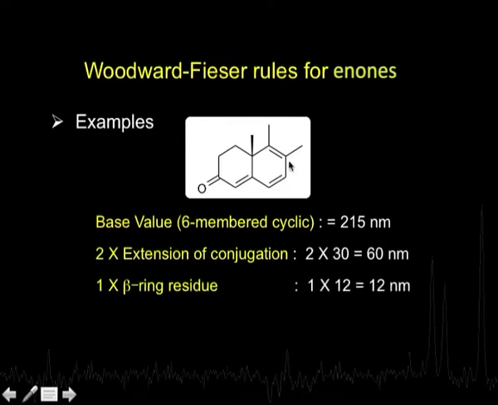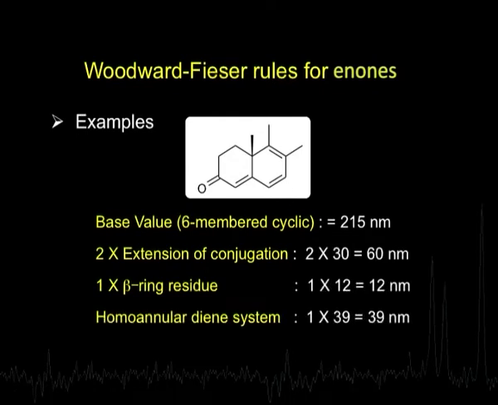Now in this molecule there is one very significant thing. This was the extension of conjugation. Now these two double bonds which have extended the conjugation of the chromophore actually form part of a homoannular system. We know that a homoannular system contributes a significant value to the lambda max position, and that happens to be about 39 nanometers, a large number here. So we have the chromophore starting from here and moving till here, and this also has been taken care of.